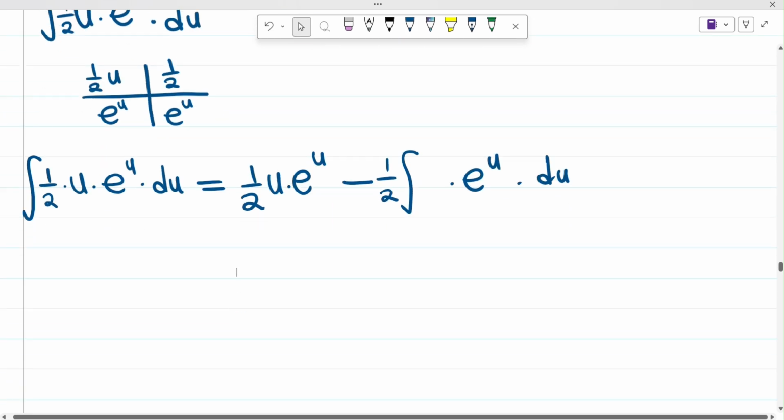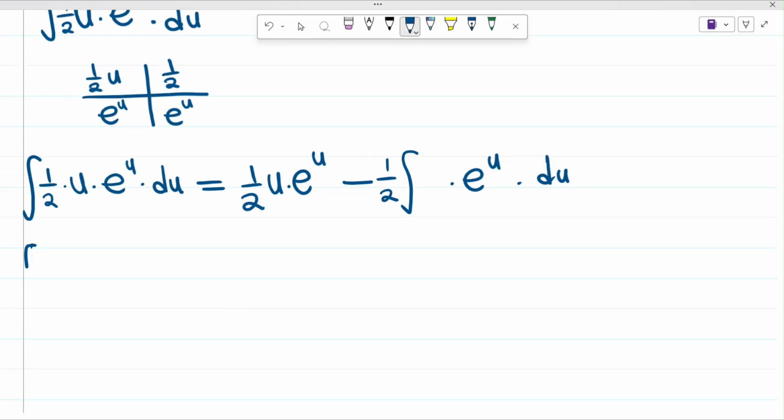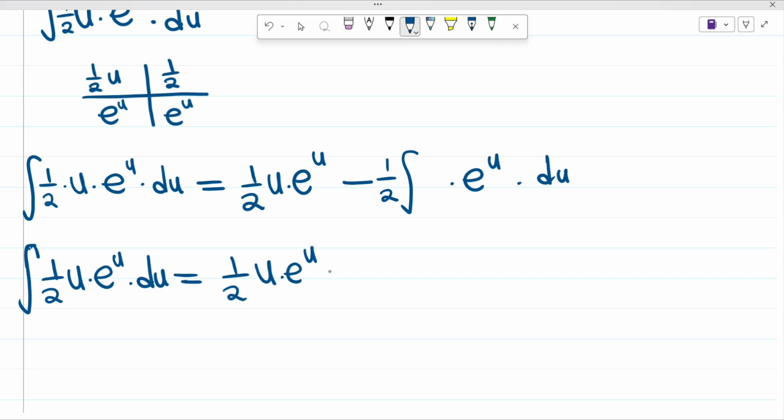I can continue copying everything like always. So this is going to be 1 over 2 u e to the power u du like that. And then this is going to be equivalent to 1 over 2 u e to the power u. I just copied it, didn't do any damage. Now I integrate e to the power u. It remains as e to the power of u. Then I write my plus c.